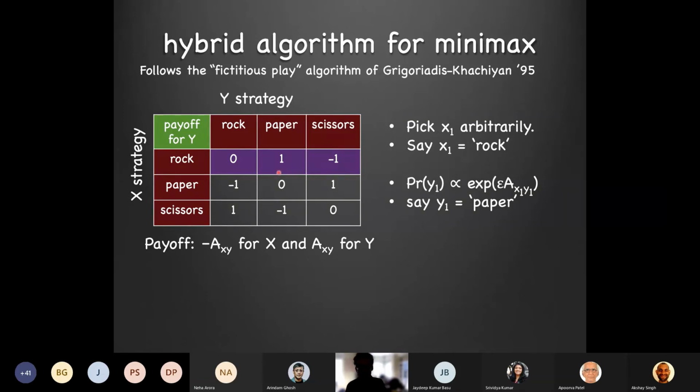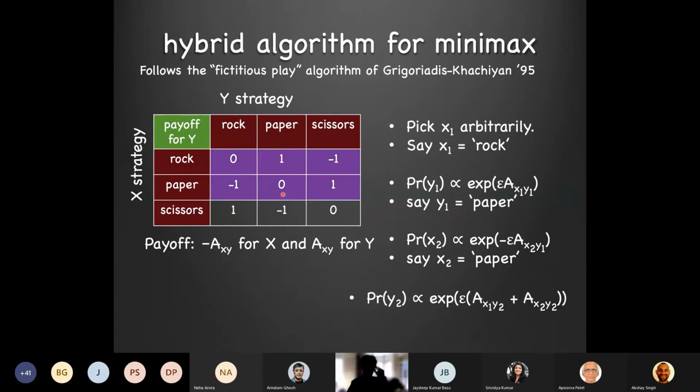Then we go back to the X player, and we say that paper induces these payoffs for the X player, and we do the same thing, except now there's a minus sign because the X player wants to minimize things. So the most likely for the X player is scissors, and the least likely would be rock. And again, it's a random procedure, so it will not always choose the best one. Let's suppose that the X player chooses paper this time. Now there are two rows. The X player did rock in the first one and paper in the second one. The Y player responds to the sum of each of these payoffs.